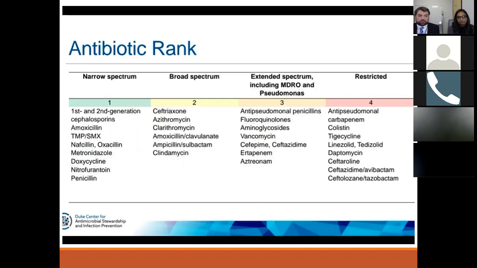When we look at narrow spectrum versus broad spectrum versus extended versus restricted, if possible, we'd always want to go with the narrowest spectrum. Now, with wounds, sometimes patients have wounds for a long time and they'll continue to get antibiotics over and over and over again, and they'll develop resistance. That's why we try to give the narrowest spectrum one we can for that patient instead of using broad spectrum over and over, because sometimes they'll get so much resistance that we don't have any more options for PO. And they have to go to IV, and then sometimes we run out of options for IV.